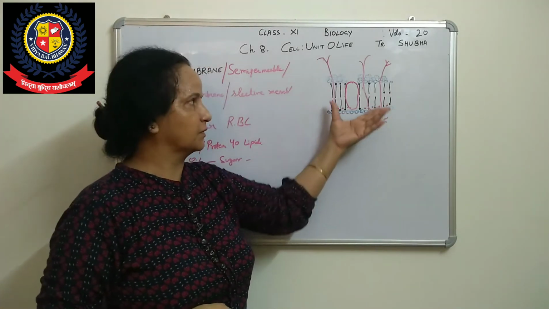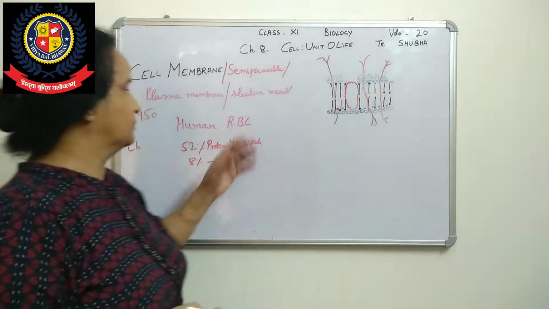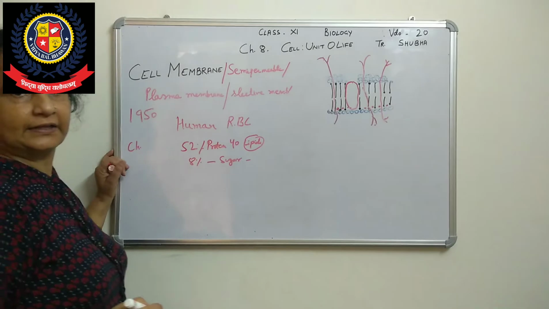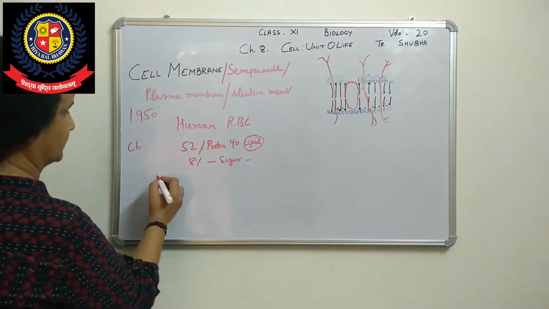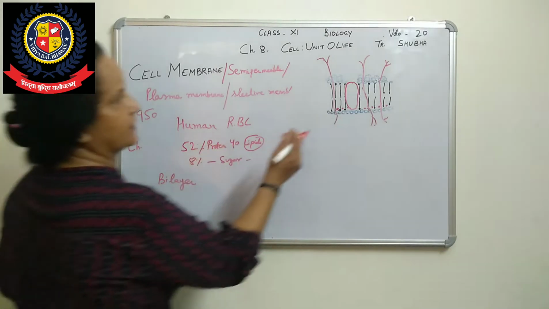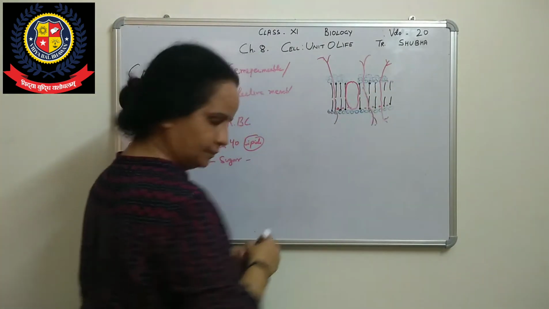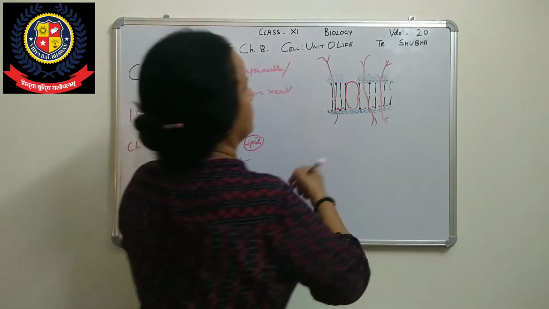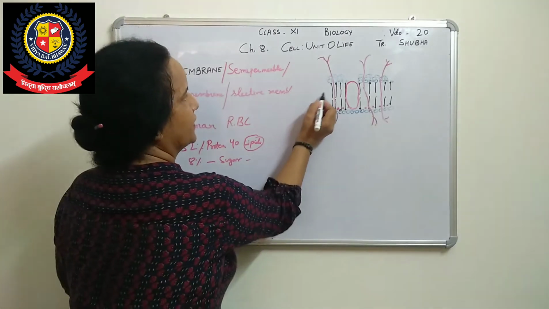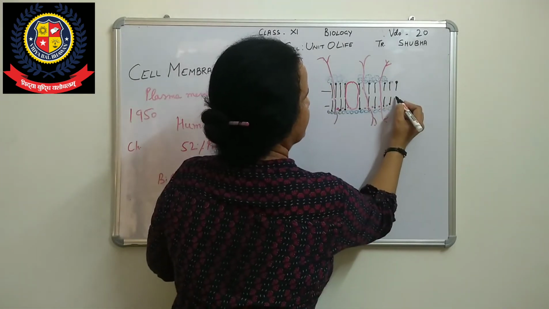I have already drawn the arrangement, and I will draw one more in front of you, but it will take time, so I have drawn a portion. It is made up of lipids, arranged as a bi-layer. Bi-layer means two layers, this one and the second one. We will draw one more here like this.